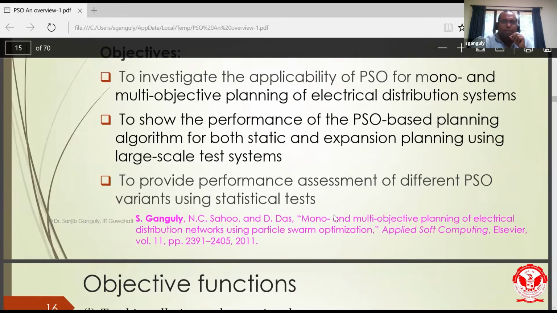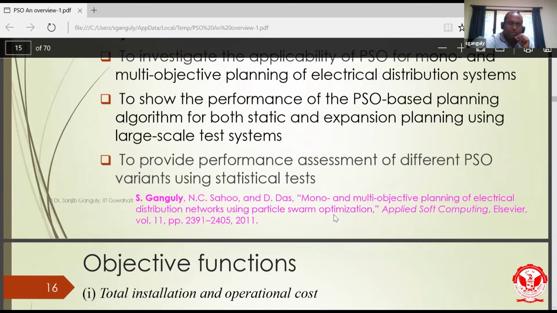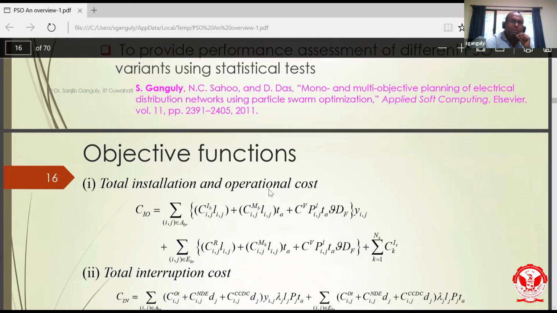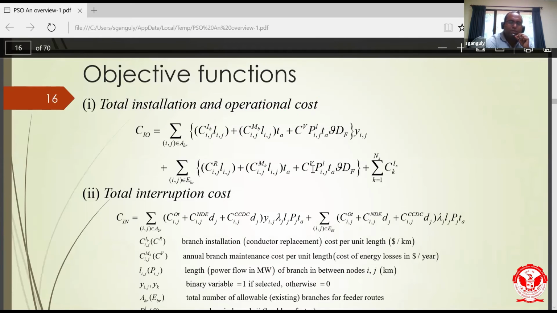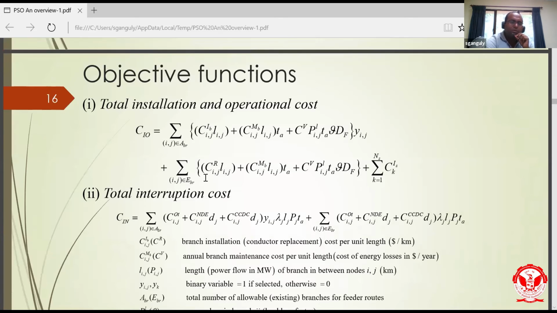Now here we have two objective functions, although in mono objective we need only one objective. So what we did, we took one objective at a time to solve this problem. In one case we'll take the installation and operational cost as the objective and solve the problem. In another case, we'll take the total interruption cost as the objective and solve the problem.